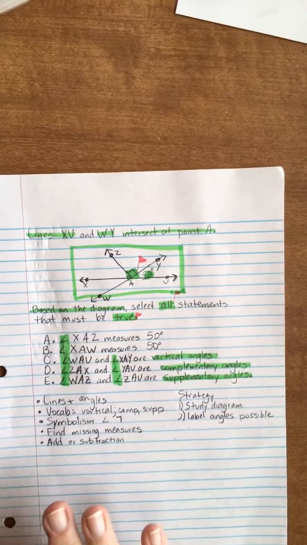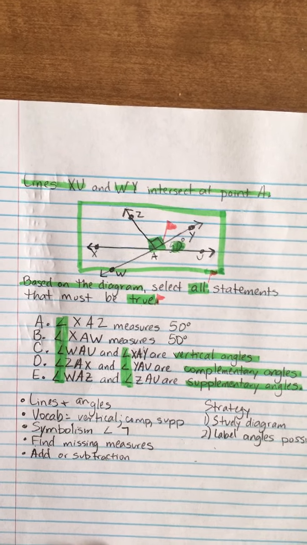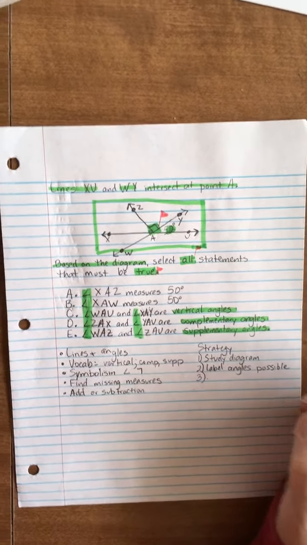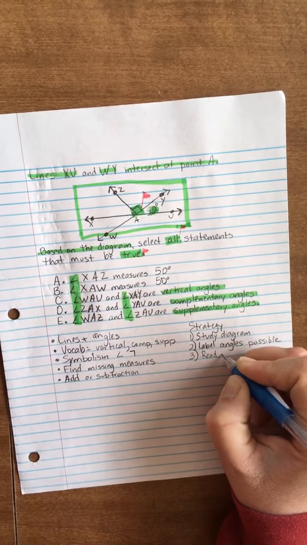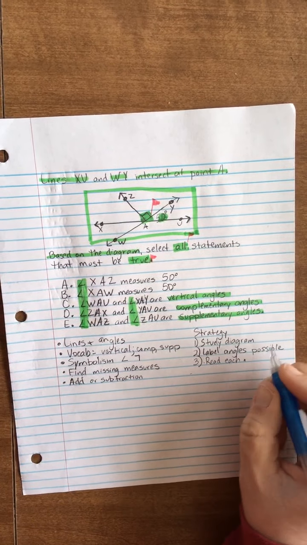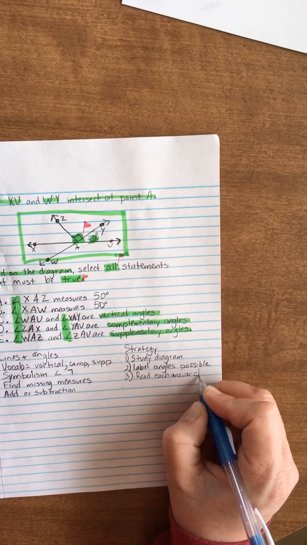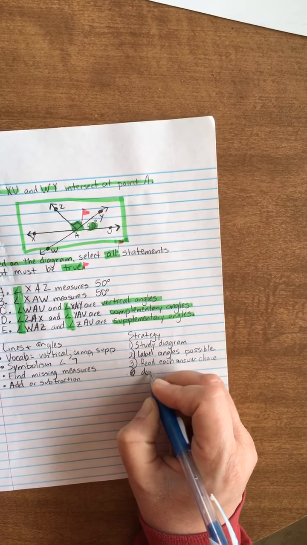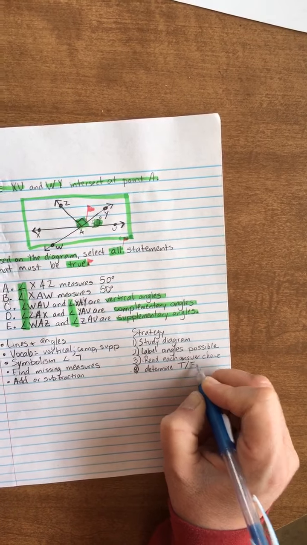If I can find some of the missing angles in this diagram, that could potentially be very helpful for me in terms of answering the question. Okay. Number 3, I would read each answer choice and determine if it is true or false.